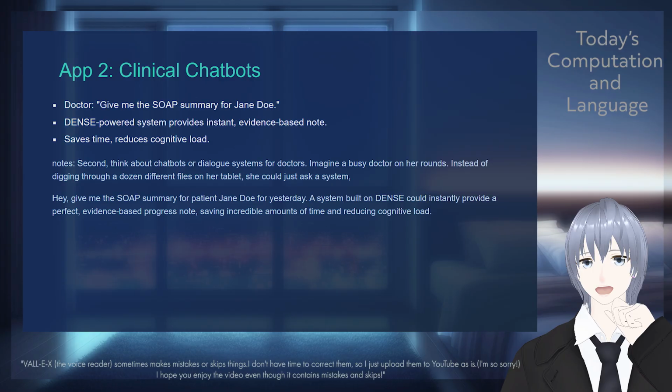Second, think about chatbots or dialogue systems for doctors. Imagine a busy doctor on her rounds. Instead of digging through a dozen different files on her tablet, she could just ask a system, "Hey, give me the SOAP summary for patient Jane Doe for yesterday." The system built on DENSE could instantly provide a perfectly reduced progress note, saving incredible amounts of time and reducing cognitive load.